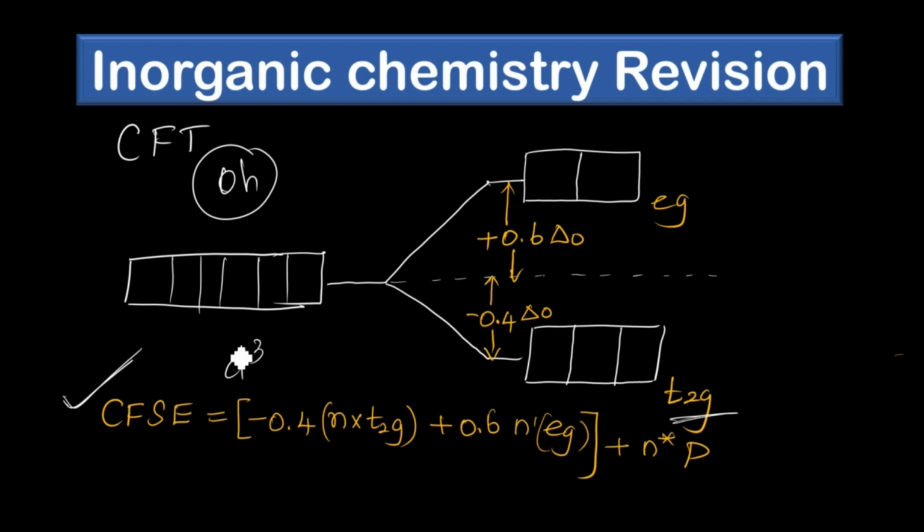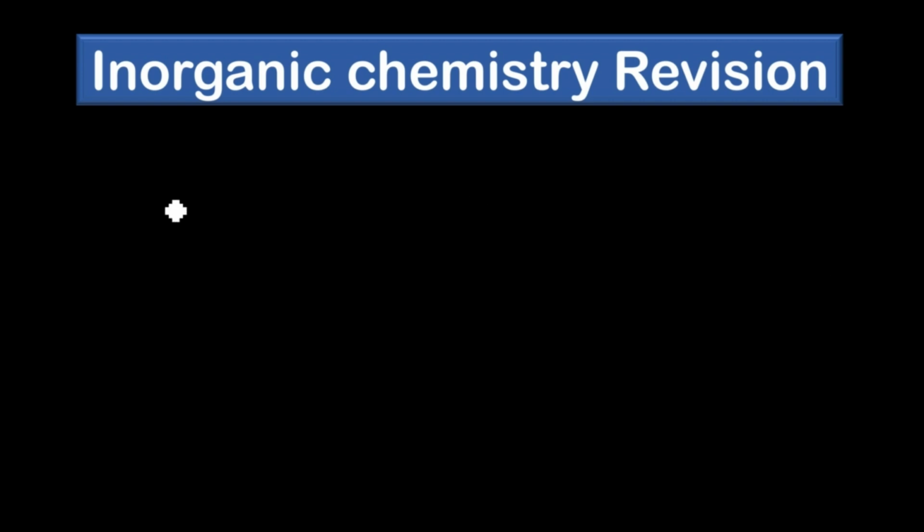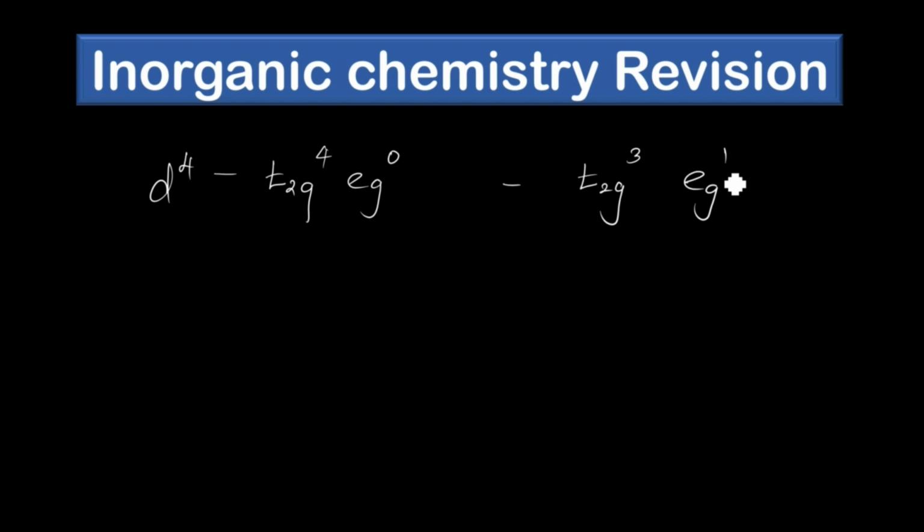D4, if I'm taking D4, T2G, EG, how many electrons? Either it can be like this or it can be T2G3, EG1. Who decides which is what? So strong field ligand means it gets paired, weak field ligand means it will continue to occupy the higher level one. Similarly applies for D5, D6, D7.